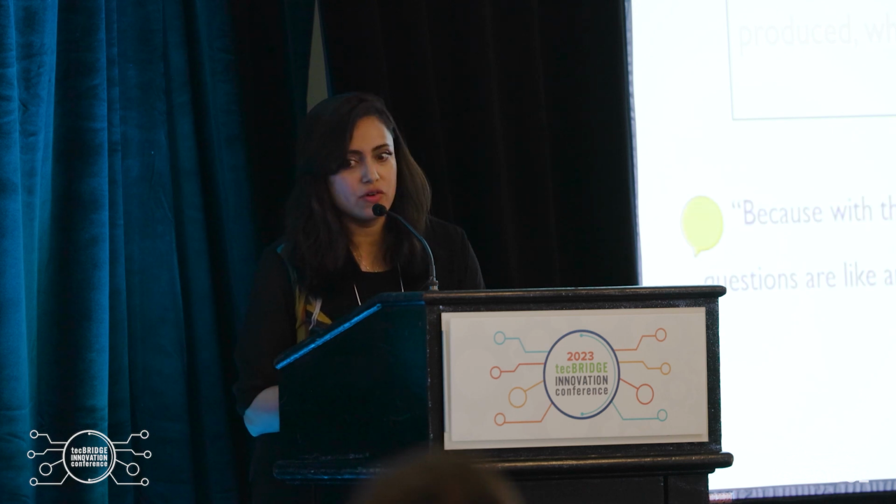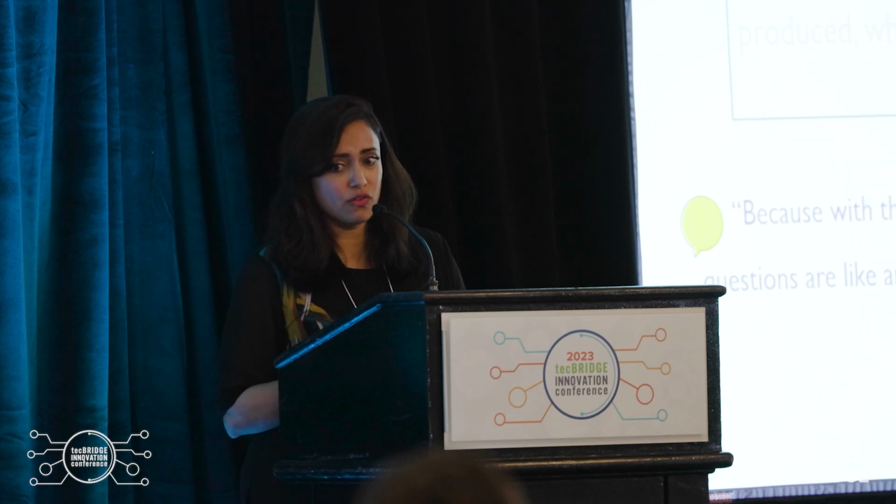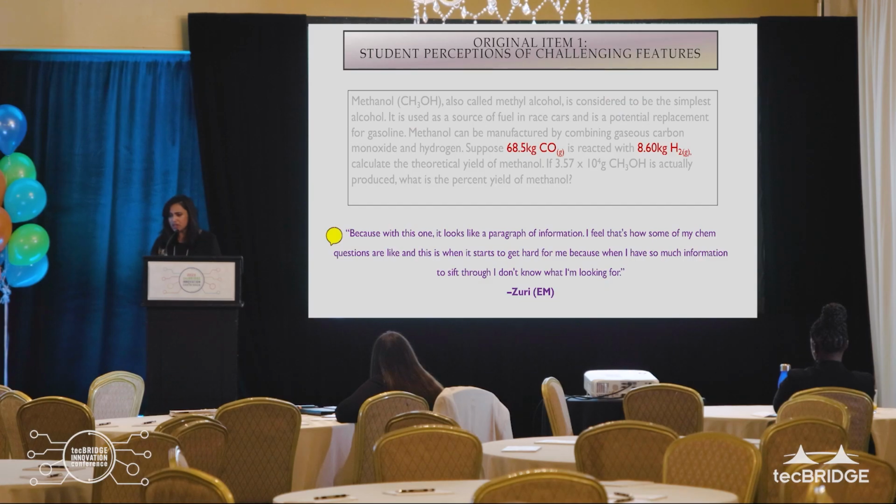This is another thing that was difficult. We as professors like to give a lot of information in one sentence. And I know so many people who like to start a question with "if you have a certain amount of this and a certain amount of this, then calculate something." This is especially difficult for English language learners, but across the board, it was difficult for students to understand. Zuri says, "I feel like some of my chem questions are like this, and this is when it starts to get hard for me, because when I have so much information to sift through, I don't know what I'm looking for."